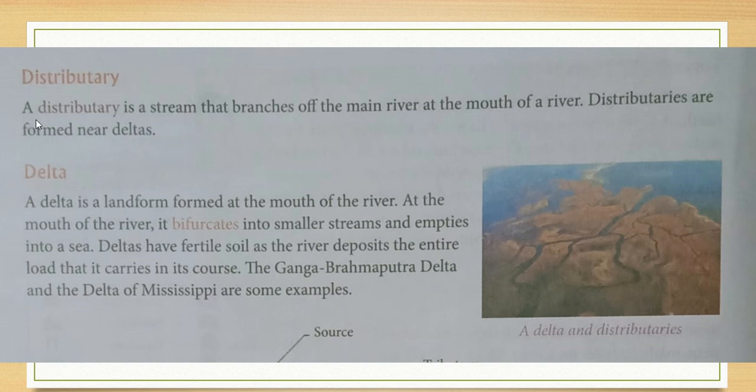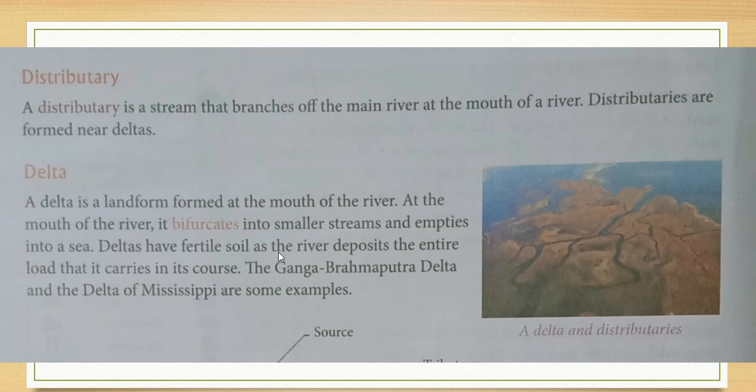Again I am repeating the same. A distributary is a stream that branches off the main river at the mouth of a river. Distributaries are formed near deltas. Now what is a delta? A delta is a landform formed at the mouth of the river. At the mouth of the river, it bifurcates into smaller streams and empties into a sea.